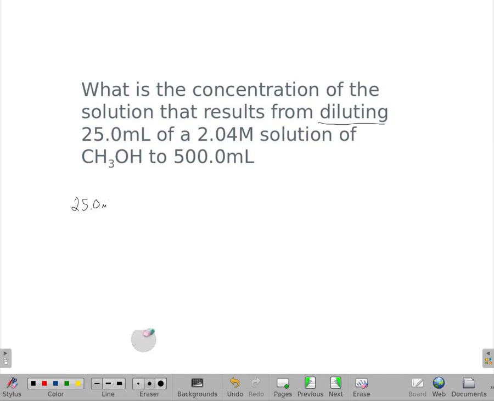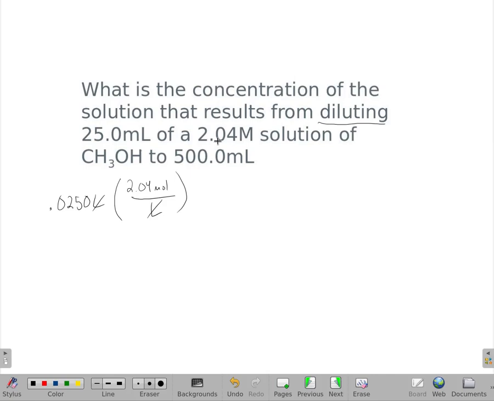Actually, since molarity is moles per liter, I'm going to start right off the bat by changing that 25 milliliters into 0.025 liters. And molarity can always be turned into 2.04 moles per liter. That gives us a conversion factor. That's actually why we end up using concentration so much in chemistry labs, because you can get volumes relatively easily, and we can go right from a volume into moles. And moles is how we count things in chemistry. All right, so this will give us our moles.